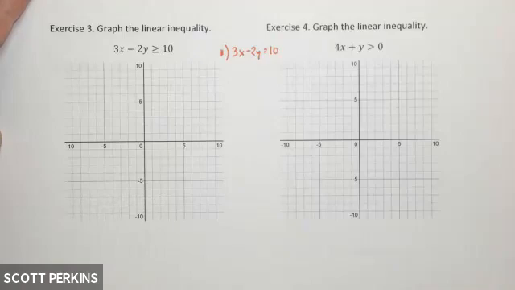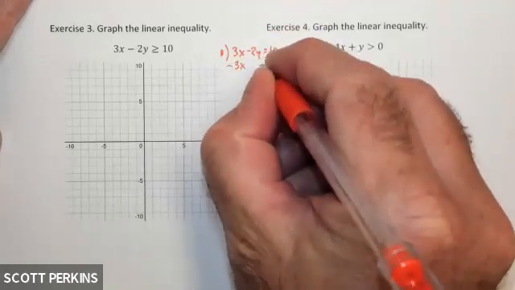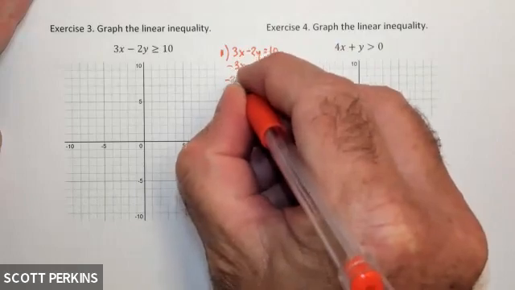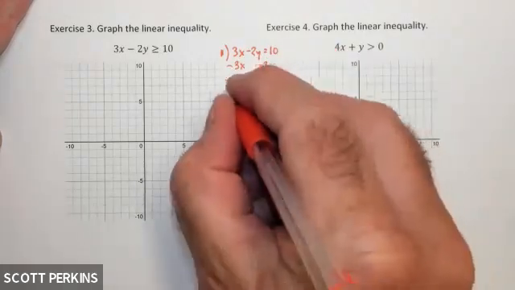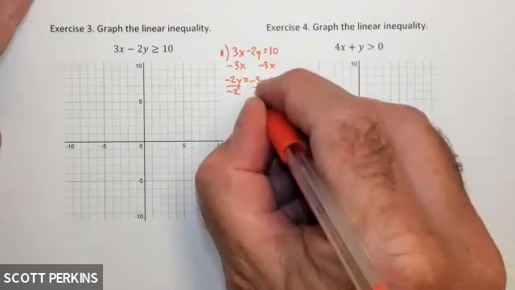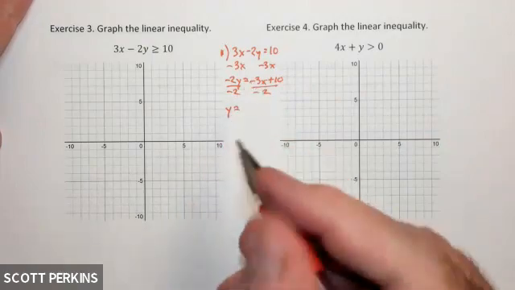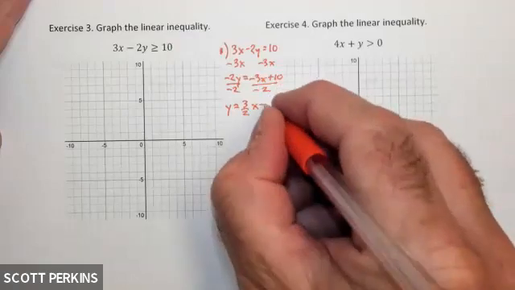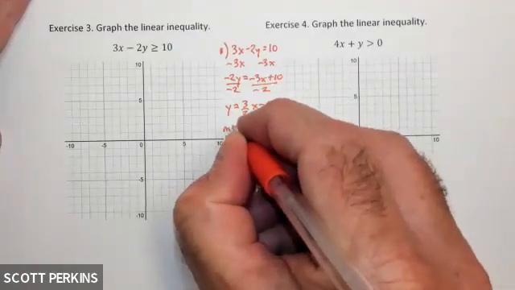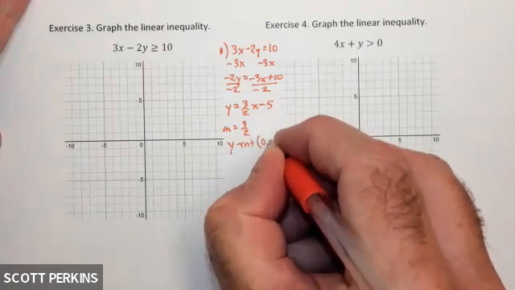All right, so step one, my boundary is 3x minus 2y equals 10. So we'll rearrange this by doing a little subtraction and getting negative 2y is equal to negative 3x plus 10. Then we'll divide everything by that negative 2 right there. And I get y is equal to negative 3 over negative 2, that's positive 3 over 2x, and then 10 over negative 2 is negative 5. Okay, slope 3 over 2. Y-intercept is 0, negative 5.